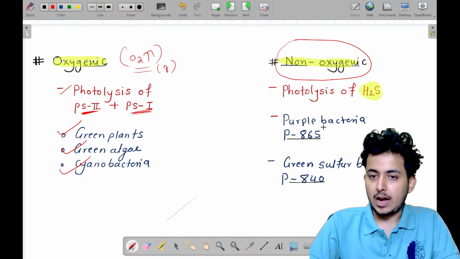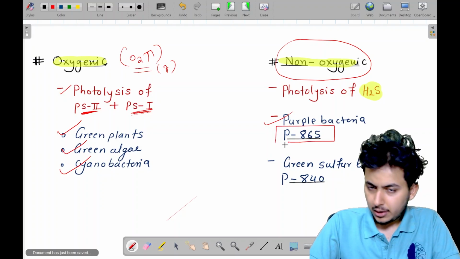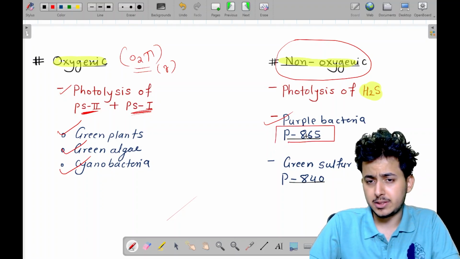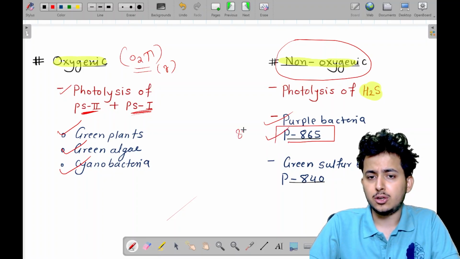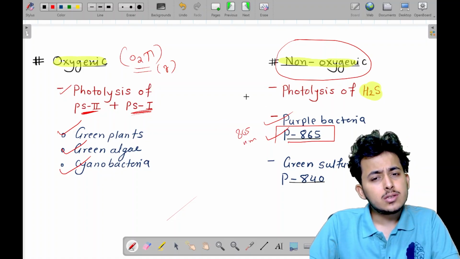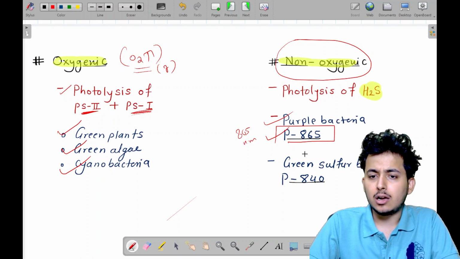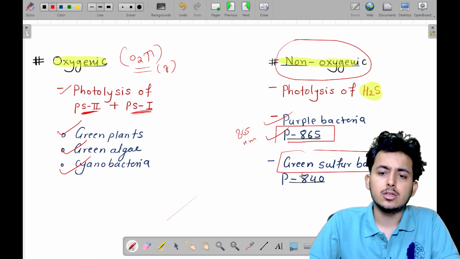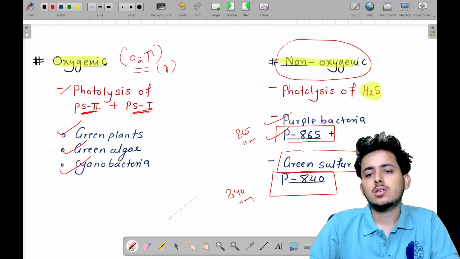It is found in the purple bacteria, and the reaction center in purple bacteria is also called P865 because it absorbs light of 865 nanometers, which is above the red region, the far red region. And in the green sulfur bacteria, the reaction center is P840, as it absorbs 840 nanometers of light. So these are the examples of purple sulfur and green sulfur bacteria.